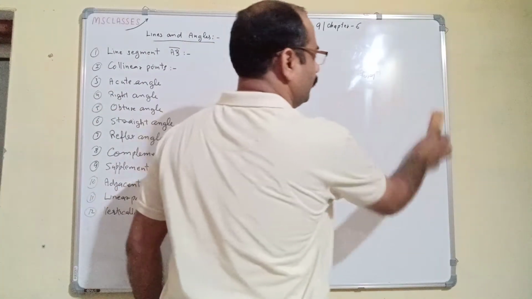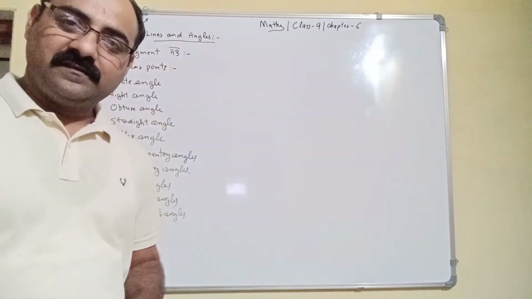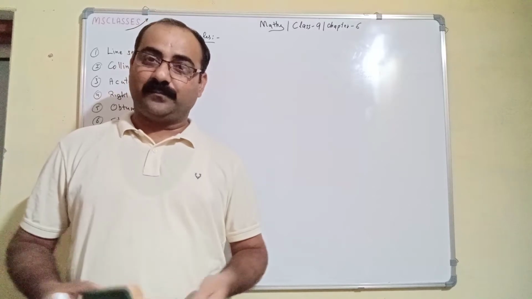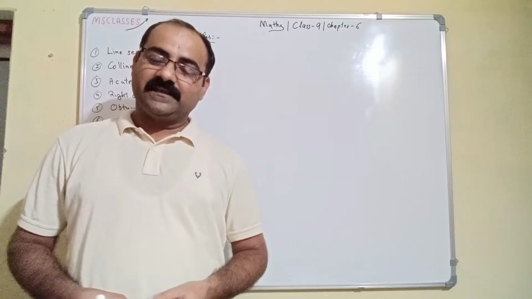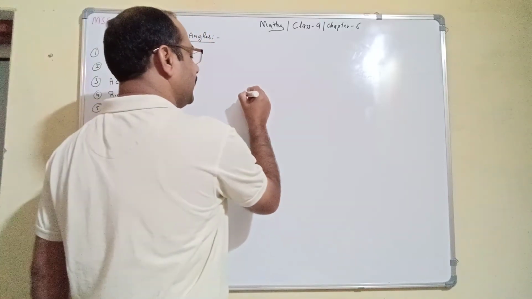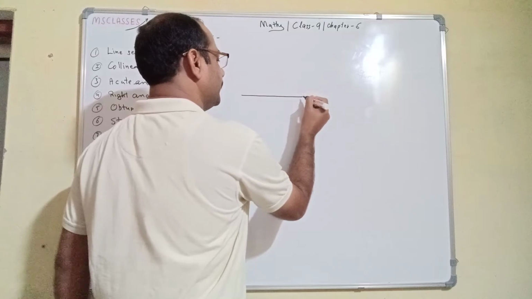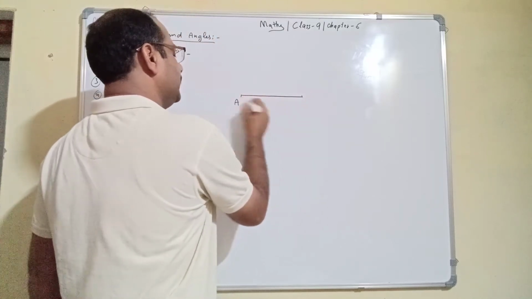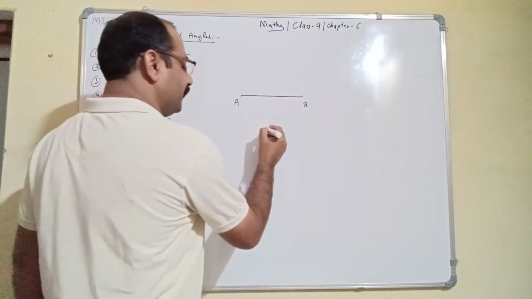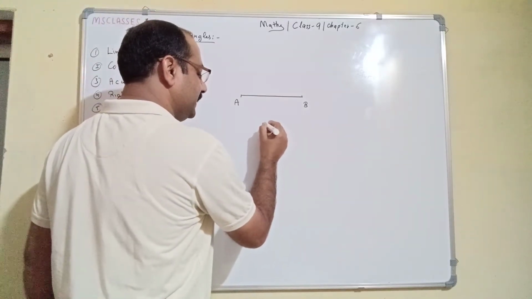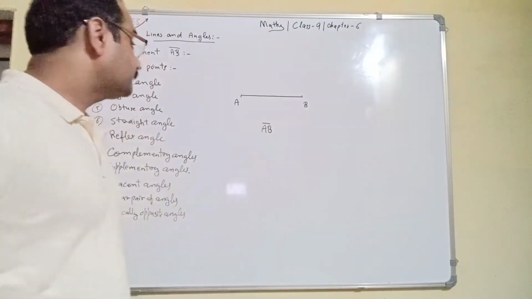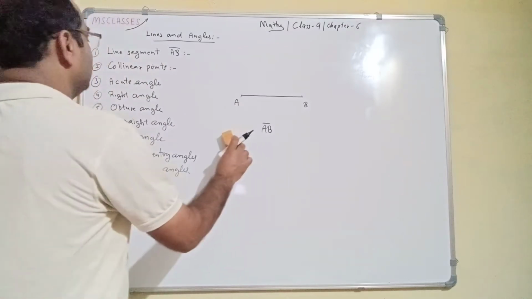Guys, everybody knows about the line, but can we draw any line on the graph or any line on the plane? Yes, that is in the form of a line segment. So if we draw a line, this is AB, then we write this line in the form of a line segment AB. Okay, this is line segment AB.